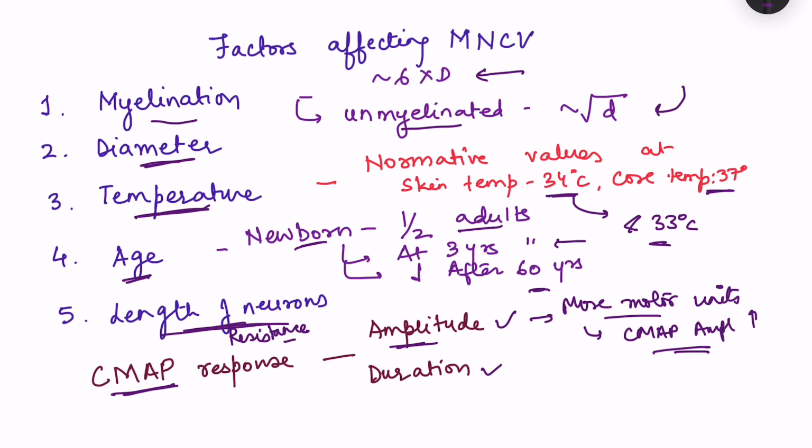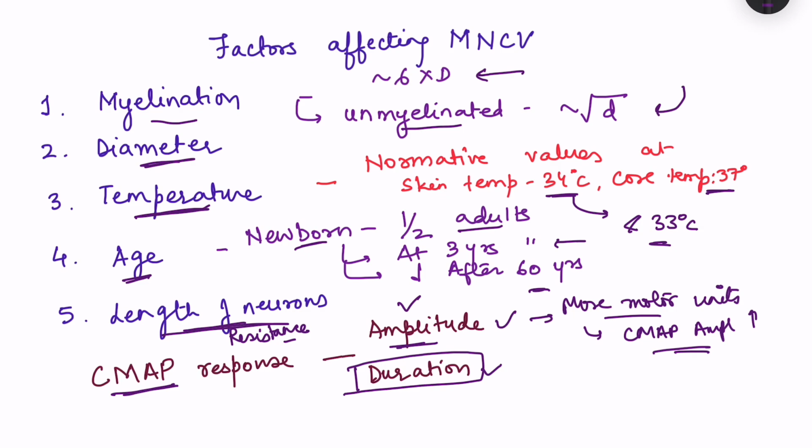Understanding why we are saying that? Sometimes if there is muscle injury, there is loss of the muscle fibers itself, okay, or there is a loss of the neurons which are supplying the muscle, then those muscle fibers will not be activated, so amplitude is going to decrease, right? Then the duration of the CMAP response also, what are the factors which affect it?